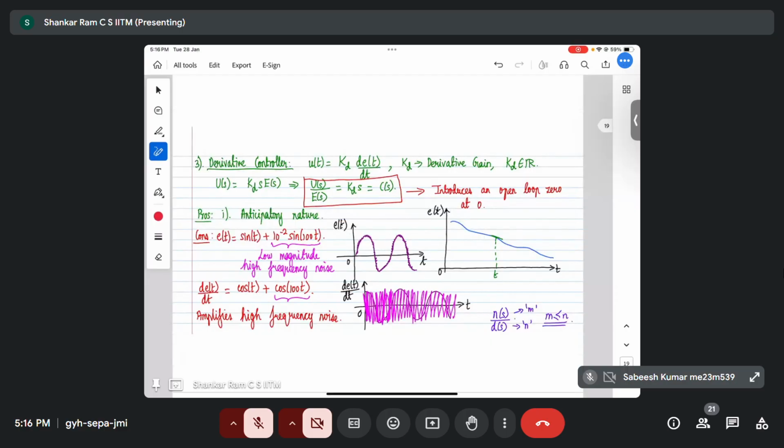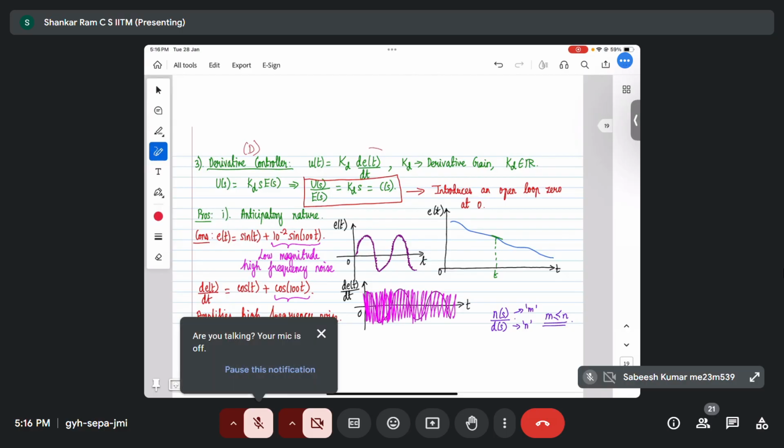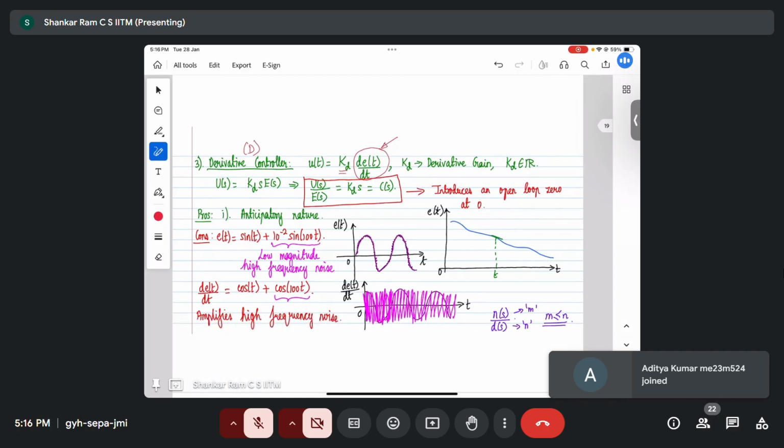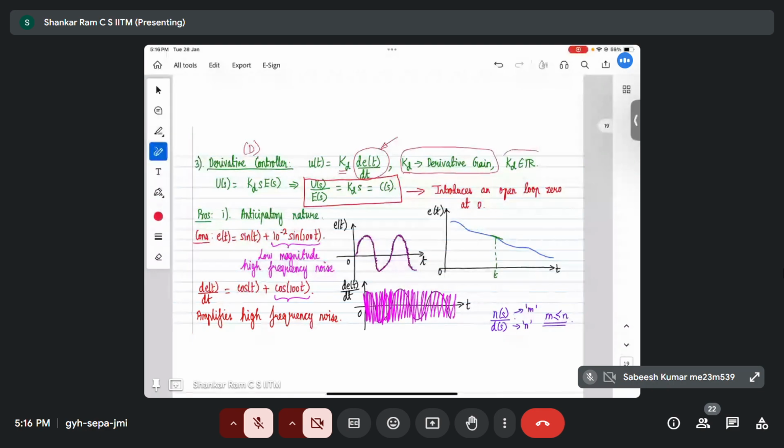Now comes the third part, which is the derivative controller. This is the D in PID. Once again, very intuitive. As the name derivative indicates, here the control input is proportional to the time derivative of the error signal. So u(t) is proportional to de/dt, and we multiply the derivative with the gain Kd, the derivative gain parameter.